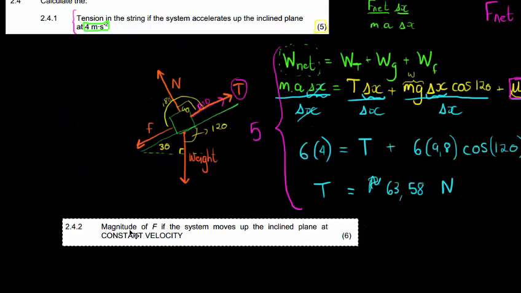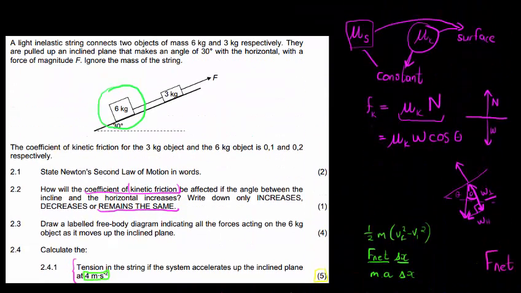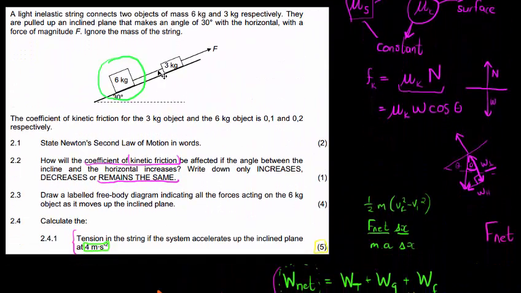Again, in this part they say calculate the magnitude, it's 2.4.2, calculate the magnitude of the velocity of f if the system moves up the inclined plane at a constant velocity. Okay, so now we've got, in the previous one they said that we had to calculate the tension in the string. Now we have to calculate f. Okay, now f works on what? F is attached to what? To the 3 kilograms. So we're just going to look at the 3 kilogram.